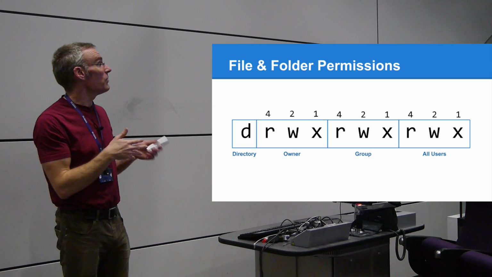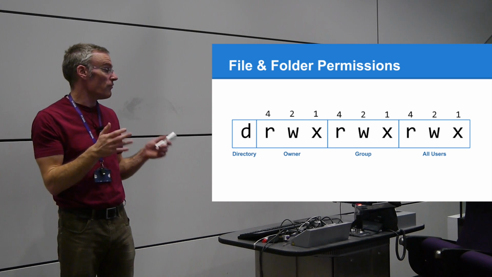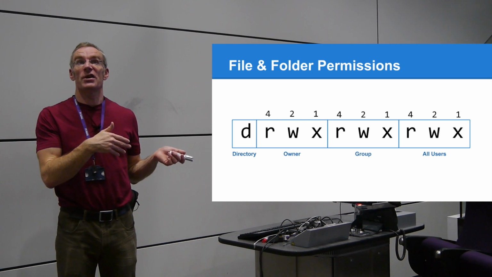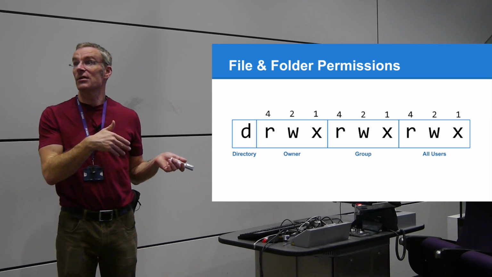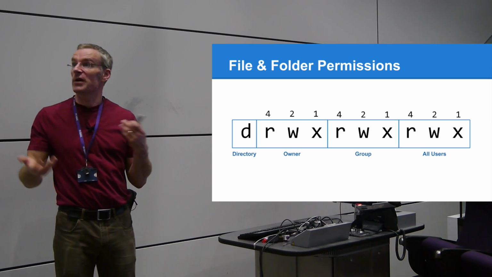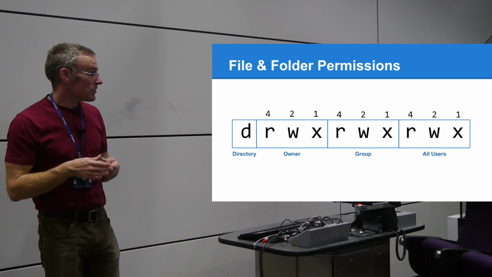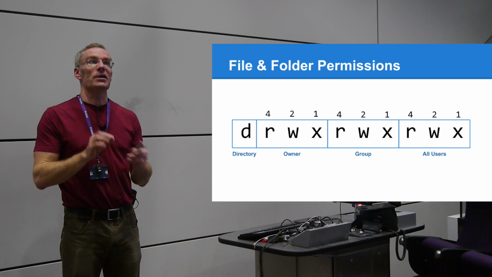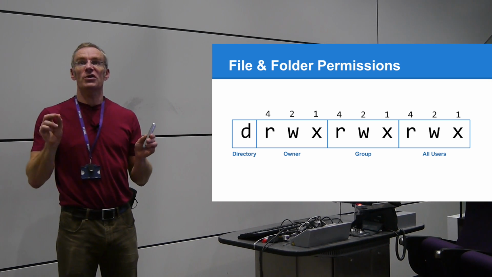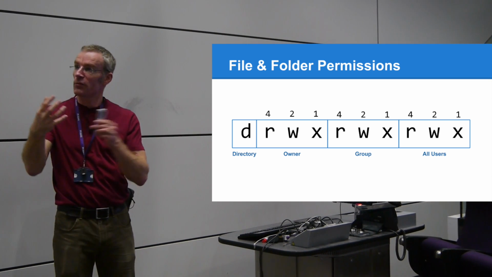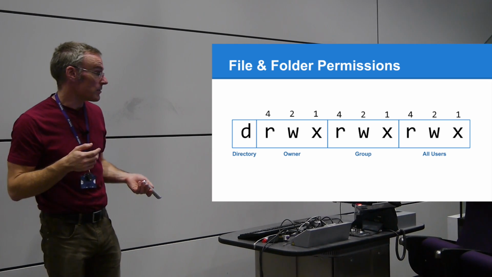A 6 would be read, write with no execute. 5 would be read and execute, which is what the Apache user has. Because you don't want Apache deleting your PHP files, do we? We want to be able to read them and run them. And that's how file and folder permissions work. It looks simple, but when you start trying to figure out how to group people together to give them permissions, it gets a bit more complicated.